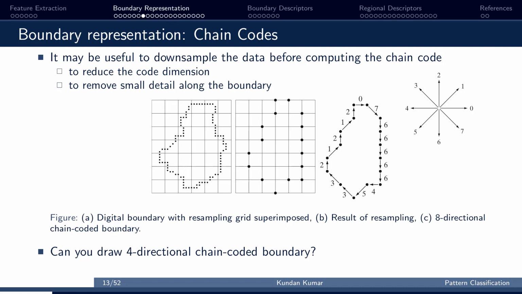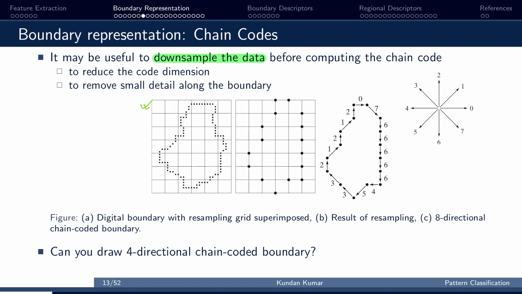So it may be useful to downsample the data before computing the chain code. Suppose we have a very high resolution image, then when we try to encode using the chain code, we will have a very large sequence, and it will be difficult to handle a very large sequence. So sometimes it is a very good idea to downsample the image.